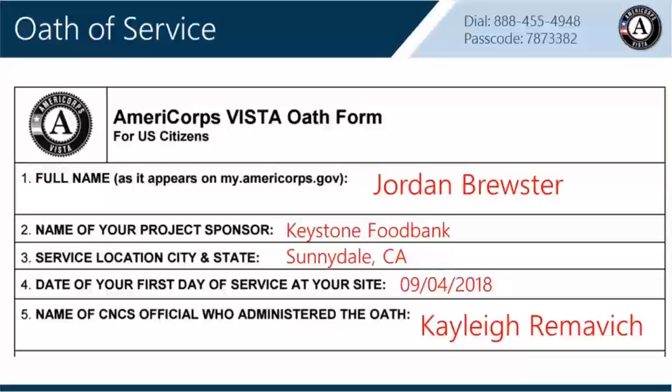today. And then in box number 5, it's important that you put the CNCS official who is administering the oath of service. The first name is Kayleigh, as you see on the screen, Kayleigh, and the last name is Ramovich, Ramovich. You will also see that posted in the chat so that you can make sure you spell it correctly and we can get your oath in on time.